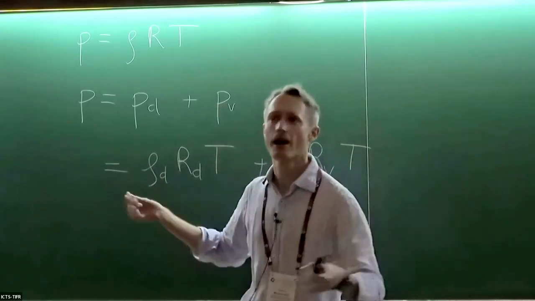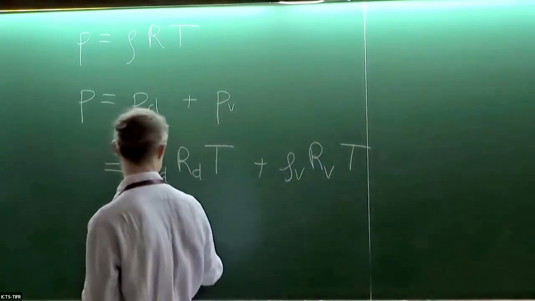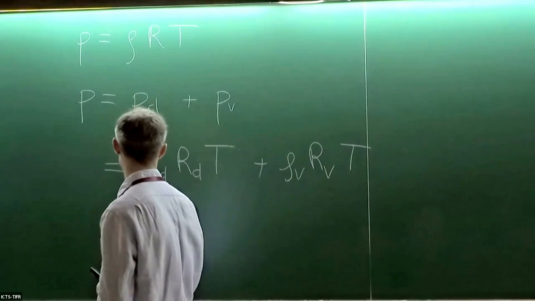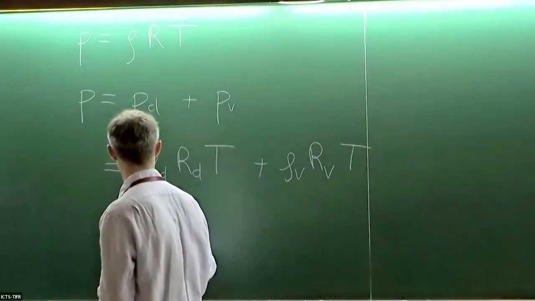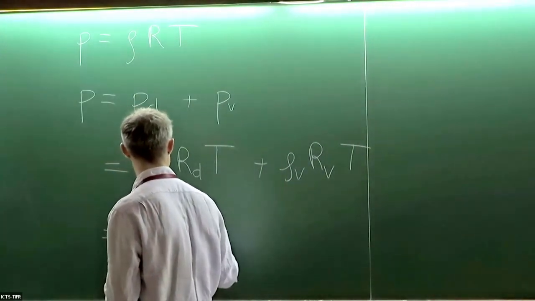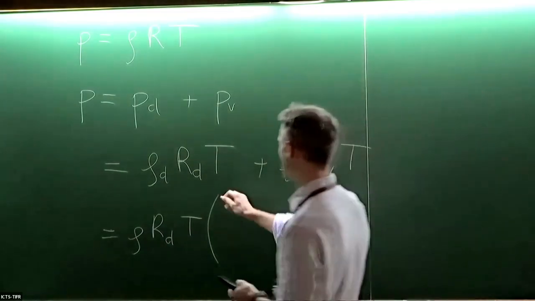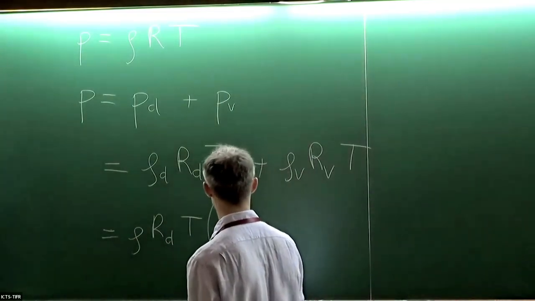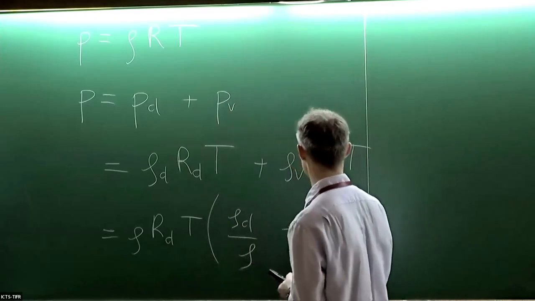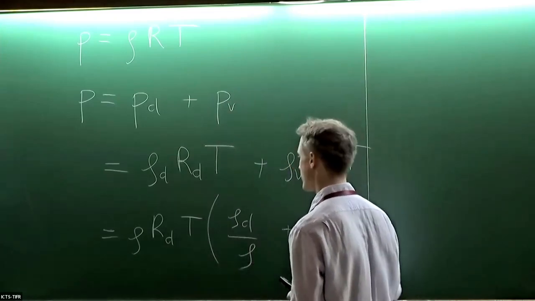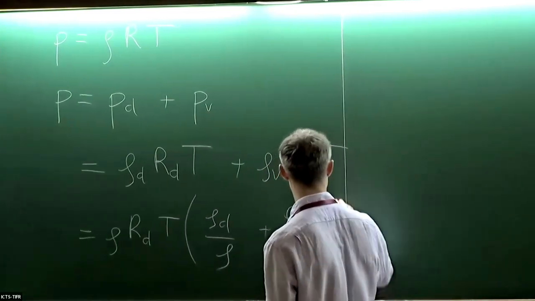And then at the end, we want to say, okay, well, there's water vapor and there's dry air, but what if it was all dry? So at the end, you want to put that together and have some rho R_d T. So you want to factorize by rho R_d T. So if I want to factorize by rho R_d T, here I have a rho_d divided by rho, and here I have a rho_v R_v divided by rho R_d.